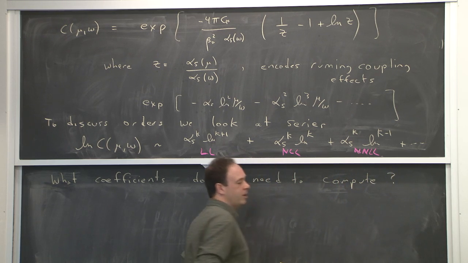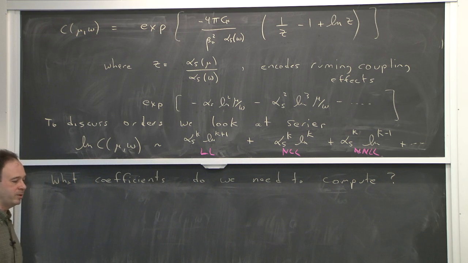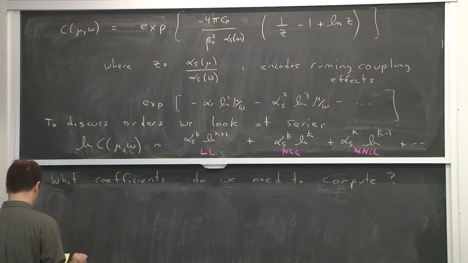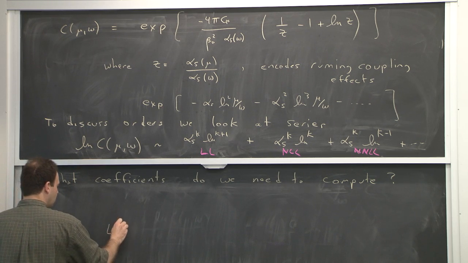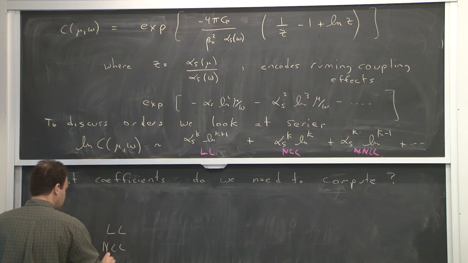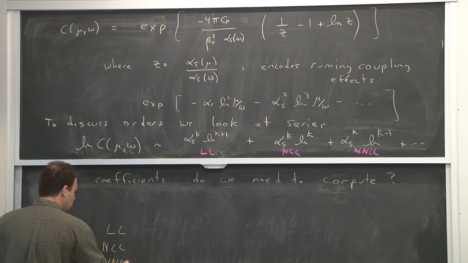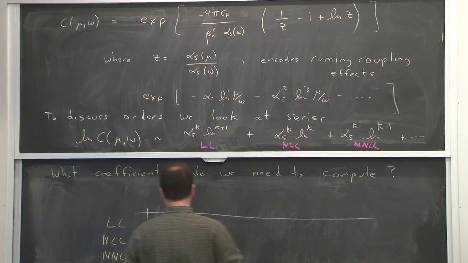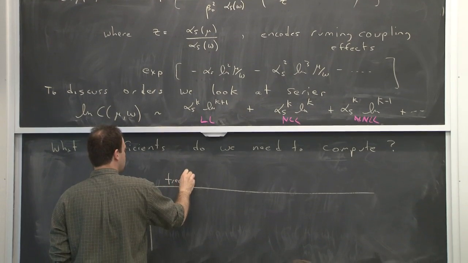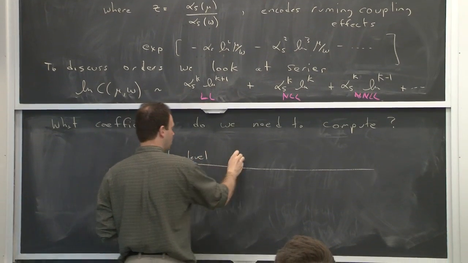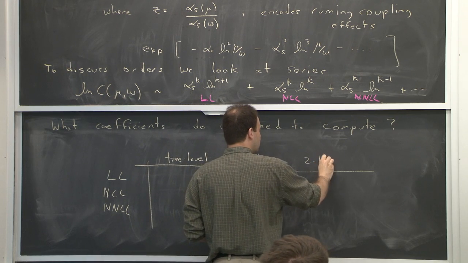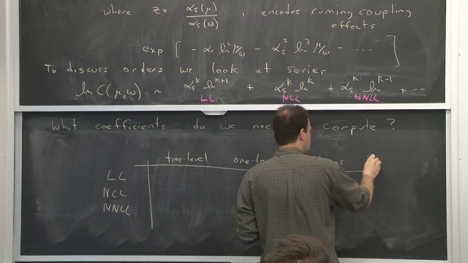So remember the story when we were summing single log series: we would do tree level matching, one loop anomalous dimension, then we do one loop matching, two loop anomalous dimension. What's the analog of that story here? So let's make a little table. What information do we need at tree level? What information do we need at one loop? 2 loops, 3 loops.